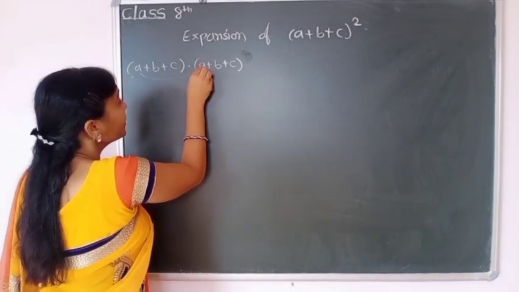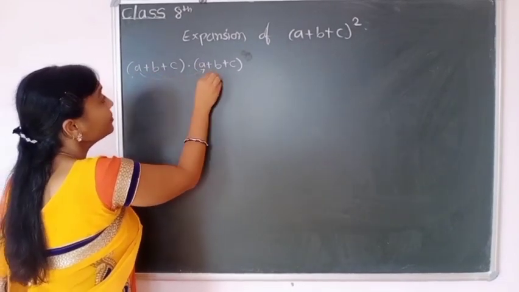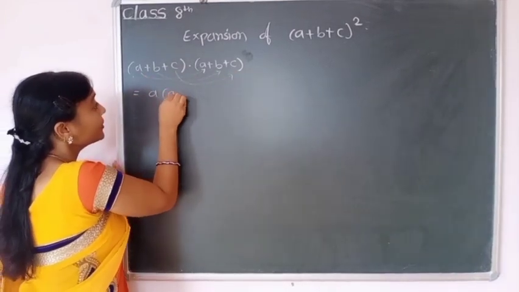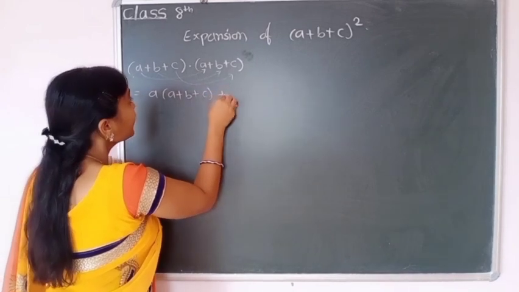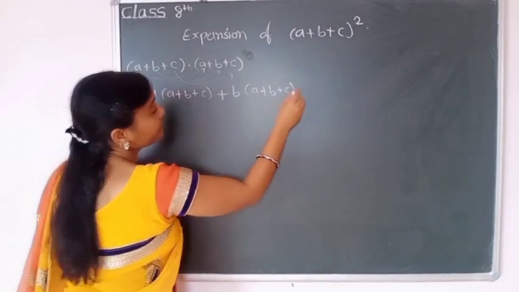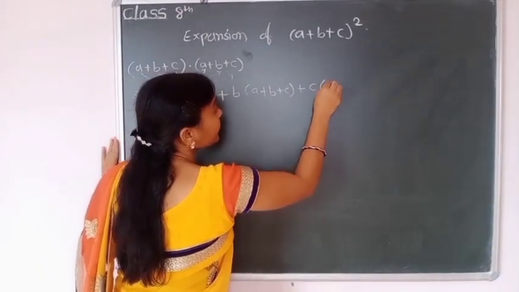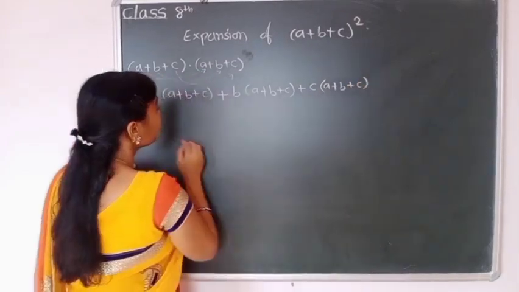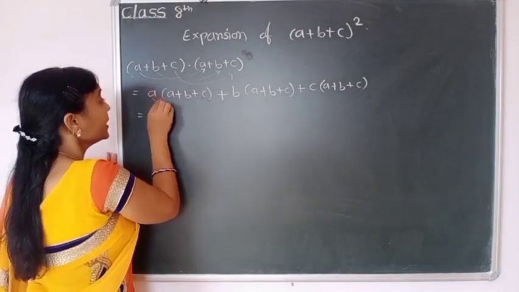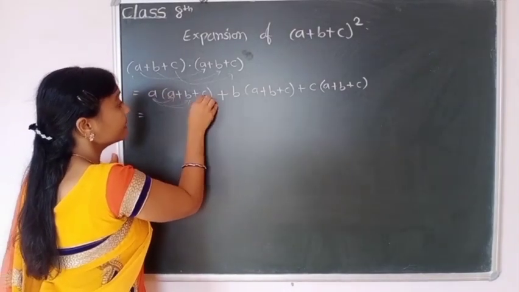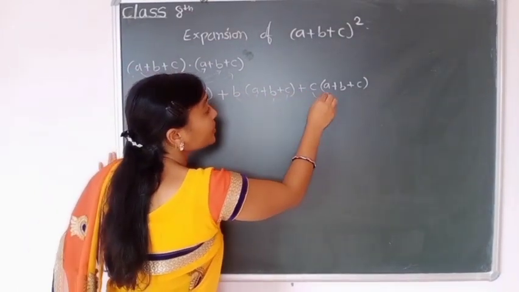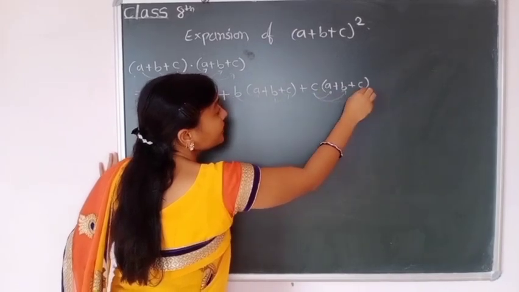First we multiply a to this bracket, then b to this bracket, then c to this bracket. So a into (a + b + c) plus b into (a + b + c) plus c into (a + b + c). Then you multiply a in this bracket: a multiplied to this a, then b, and then c. Again b multiplied to this a, b, c, and then again c multiplied into a, b and c.